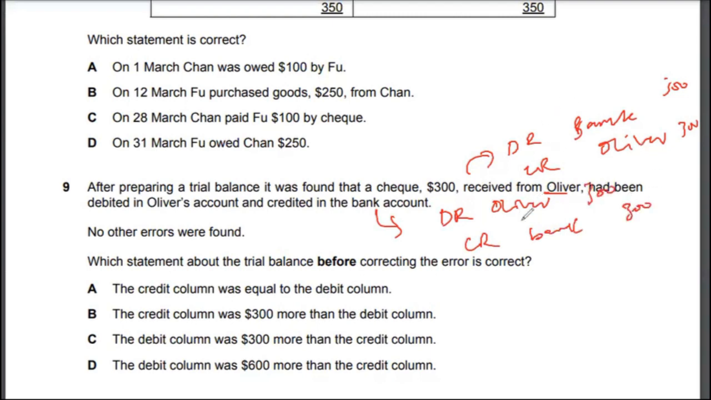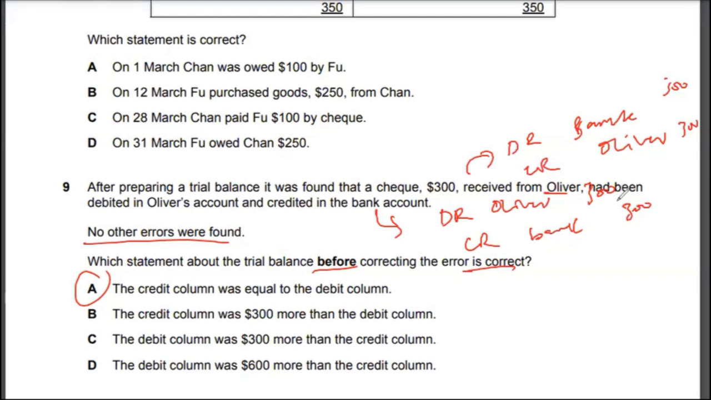So the company just reversed the entry. So actually the correct answer in this case would be that there wouldn't be any difference before correcting this error. There were no other errors. Which statement about the trial balance before correcting the error is correct? The correct answer to multiple choice 9 is option A. The credit column was equal to the debit column because, as you can see, the entries are just the reversal. The company just needs to flip the bank and Oliver, but the amount will stay the same. So there won't be any difference in terms of amount.